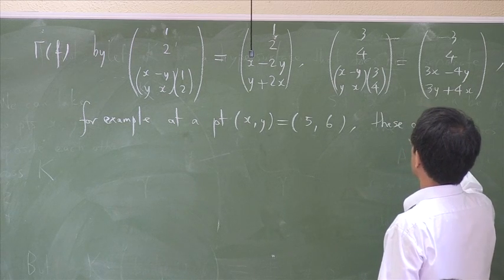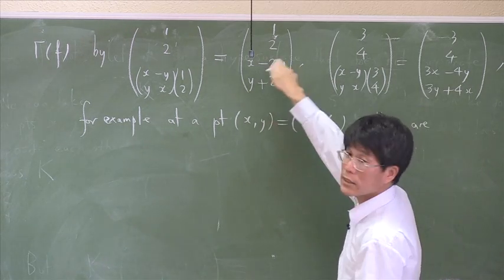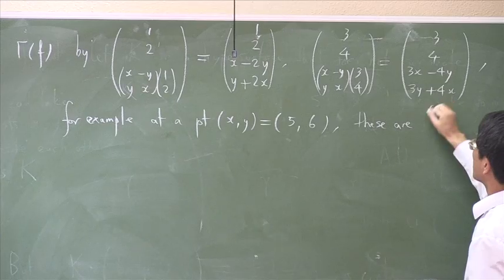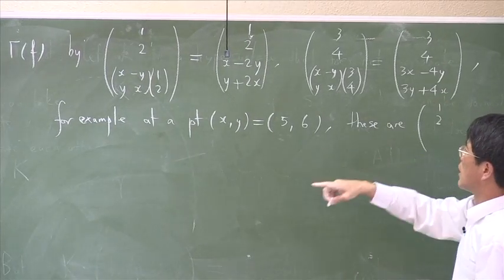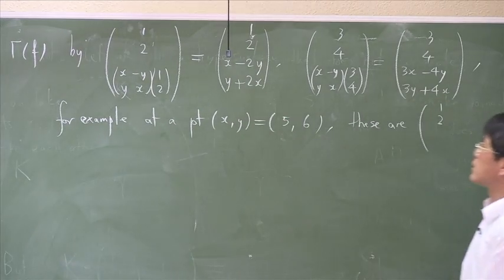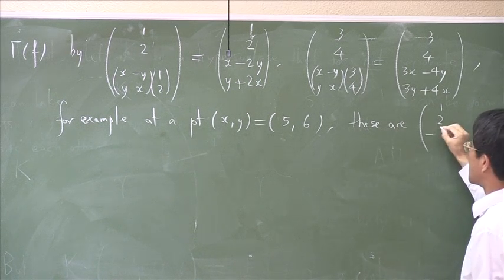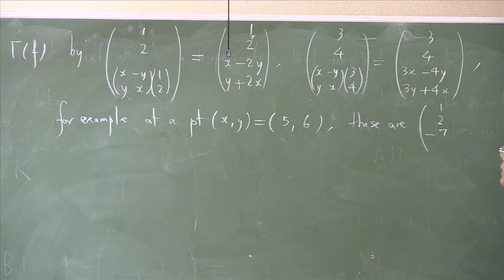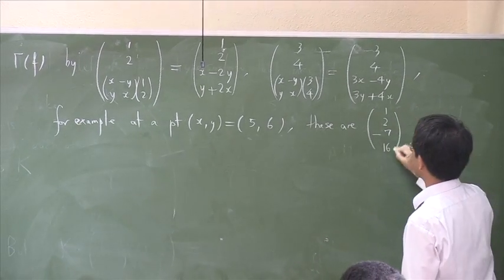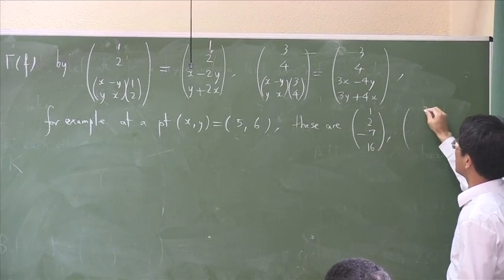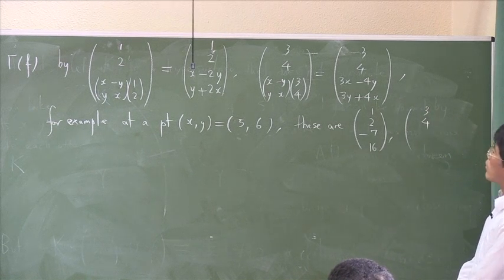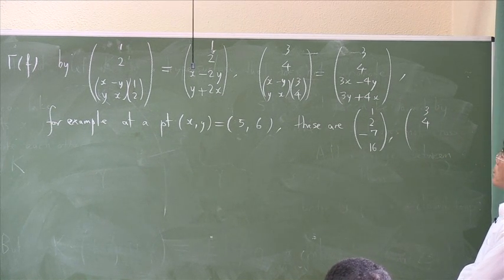Well, it's easy. All you have to do is plug in 5 and 6 into those numbers. So it's 1, 2. Now, what is this? 5 minus 12. What's this? Minus 7, I think. And then 6 plus 10, 16. That's nice. And then, what's this? 3, 4. 3x minus 4y, what's that?